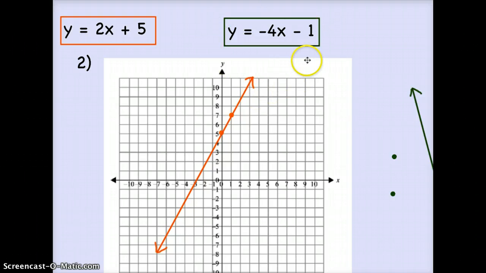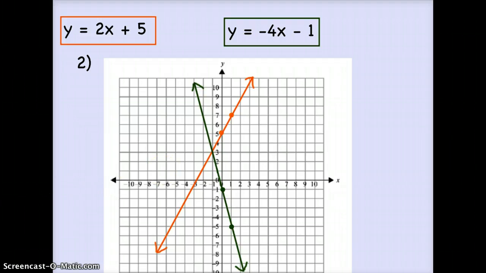Here's equation number 2. Our y-intercept is negative 1, so I will plot a point at negative 1. Our slope is negative 4. That means our rise is negative 4 and our run is 1. So we will go down 4, 1, 2, 3, 4, and run 1, so go one place to the right. Again, connect those 2 points, and now we have graphed our linear equations.